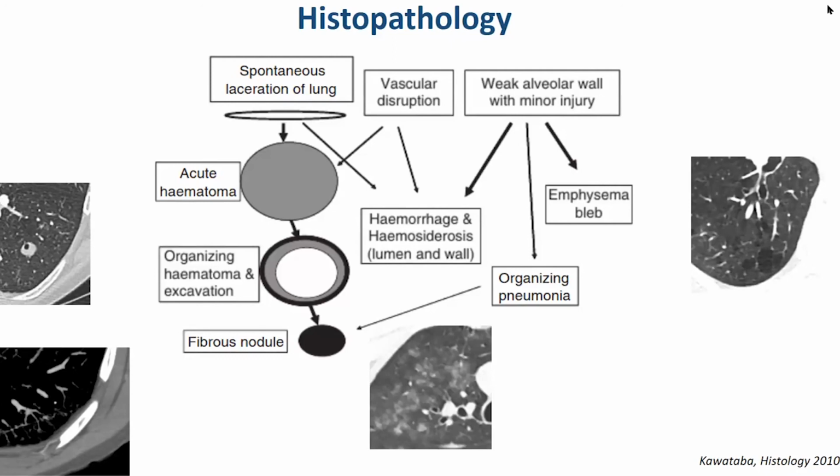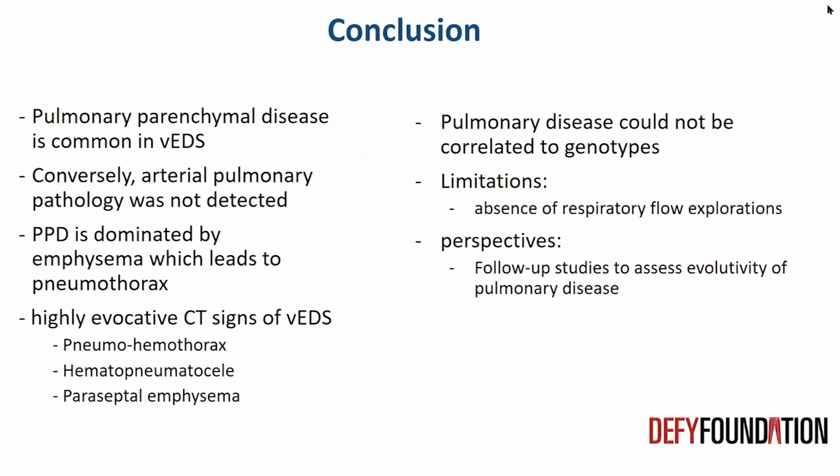Next slide, please. So in conclusion, we have identified that pulmonary parenchymal disease is quite common in vascular EDS patients, in symptomatic and notably in asymptomatic patients. That was almost 60% with abnormal images. We did not detect arterial disease. And of course, this pulmonary disease is dominated by emphysema, notably the paraseptal emphysema, and this is probably the cause of pneumothorax in most of these patients.